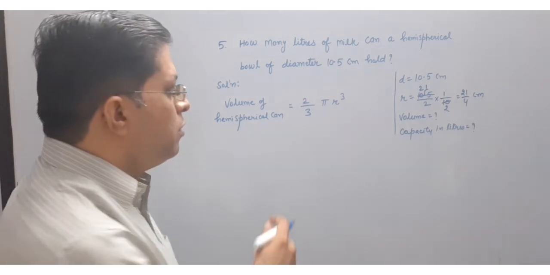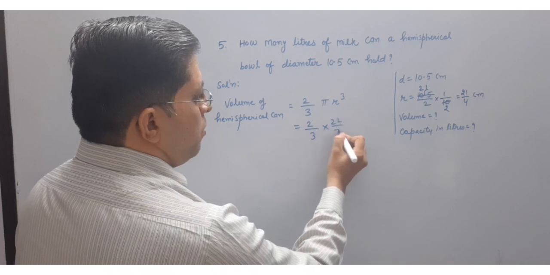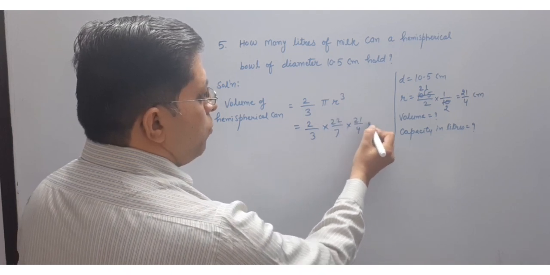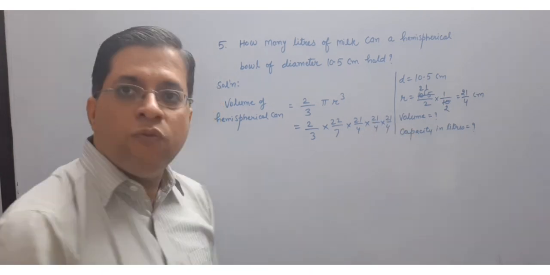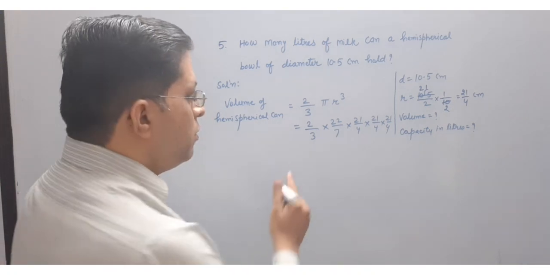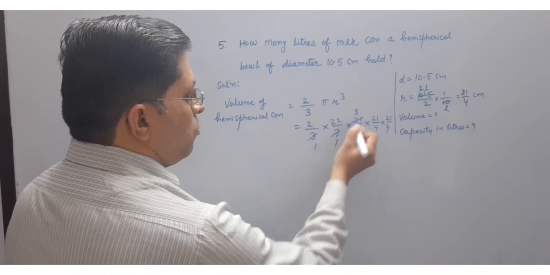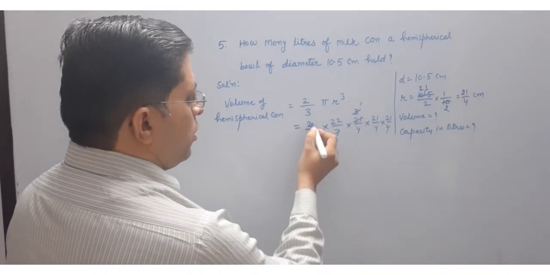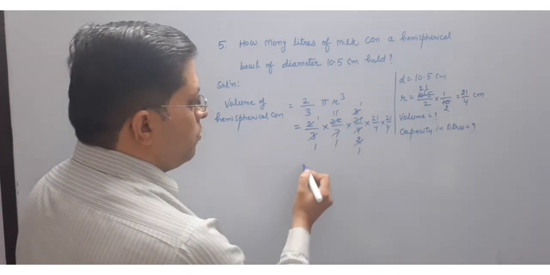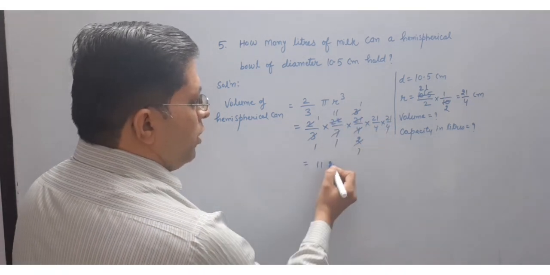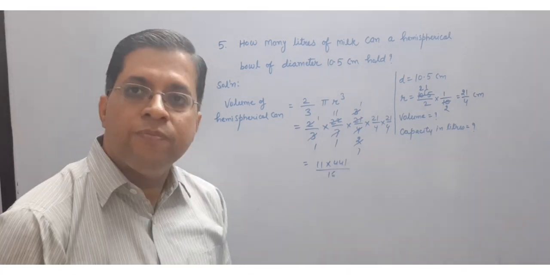Okay. Now put the values. 2 upon 3 pi, 21 upon 4 into 21 upon 4 into 21 upon 4. Okay. Then what will we see? 7 1s are 7, 7 3s are 21. So 3 to 3 you can cut. Okay, 2 1s are 2, 2 2s are 4. 2 1s are 2, 11 is here. So 11 into 21 into 21, 441 upon 16.